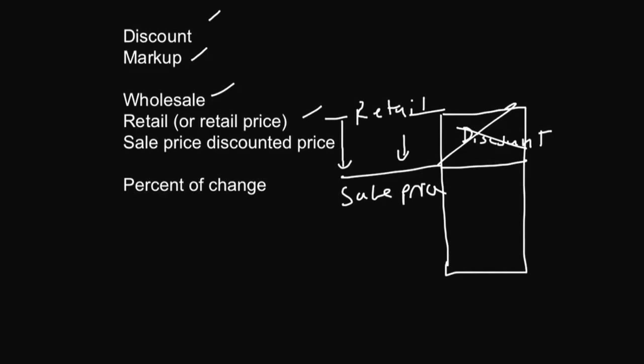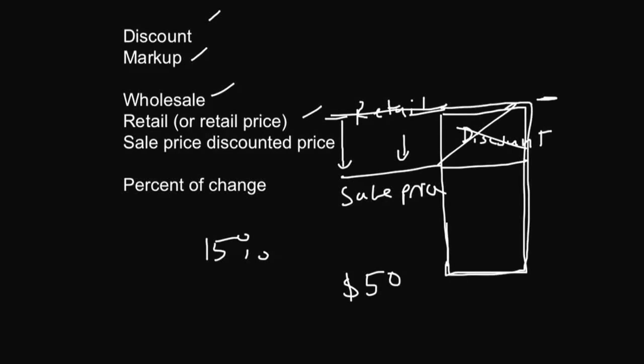When you're calculating percent of change on these things, if they say you're getting a 15% discount, that is calculated on the start, which would be retail. If you were to work backwards and say the sale price was $50, and you have to write an equation to say what was the retail price, and they give you the percentage, this is written in terms of, again, the starting point, the full retail price.